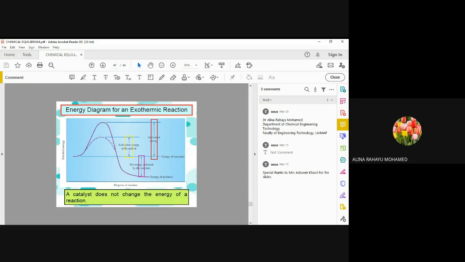If the reaction wants to go forward, it has to go this way, and this is the activation energy. This is the energy of the reactants, and this is the activation energy from here to here. And this is the activation energy with the catalyst. So with the catalyst, the activation energy is much lower. The net amount of energy which is released by the reaction is this amount.